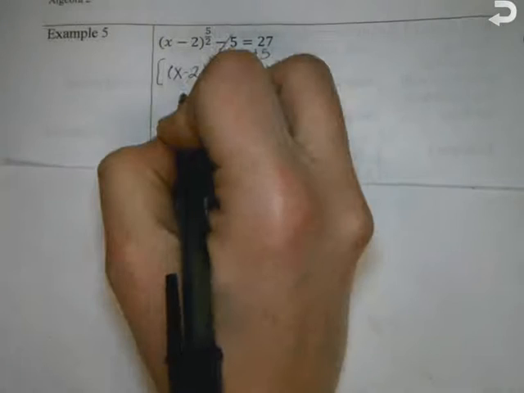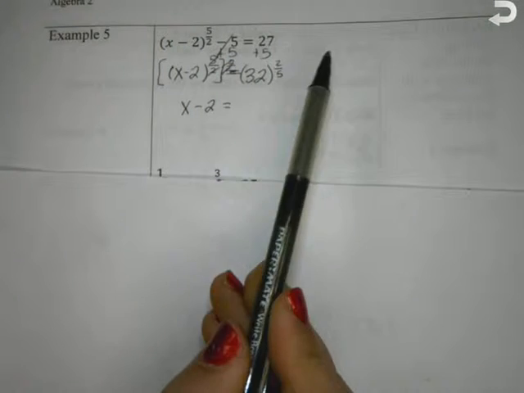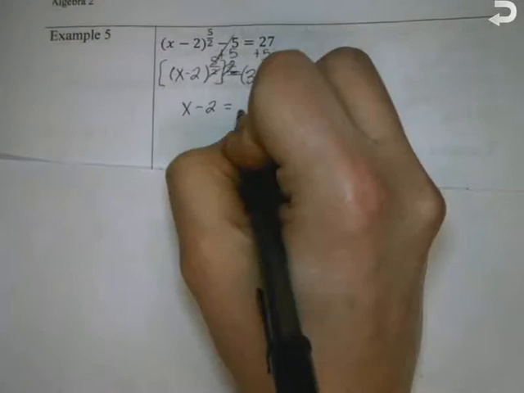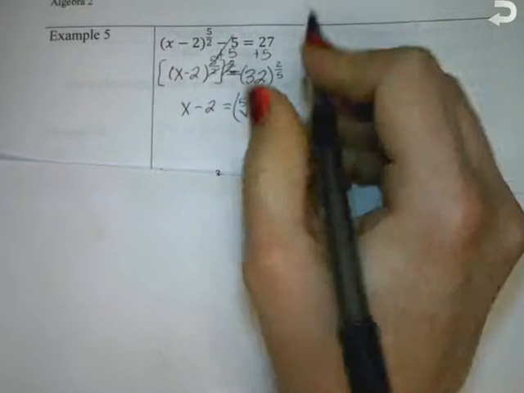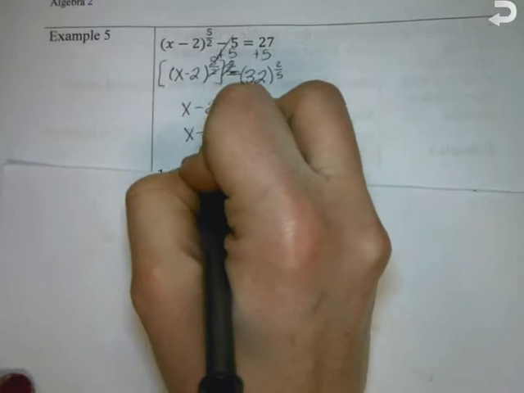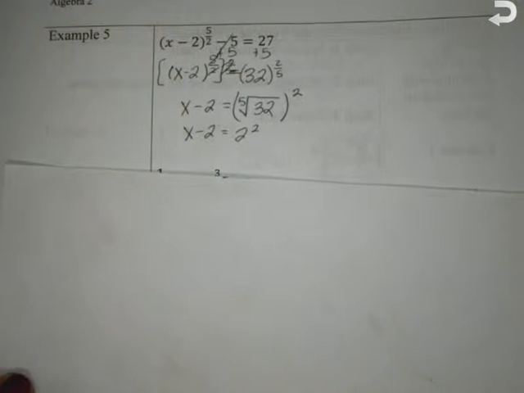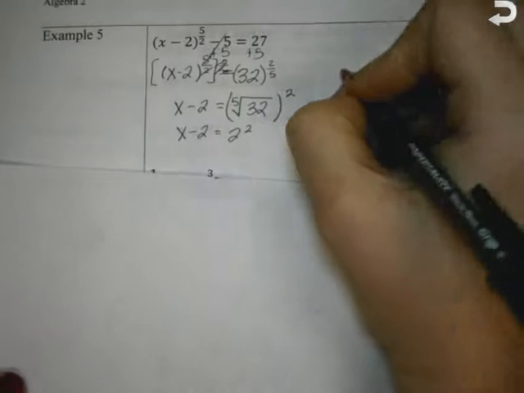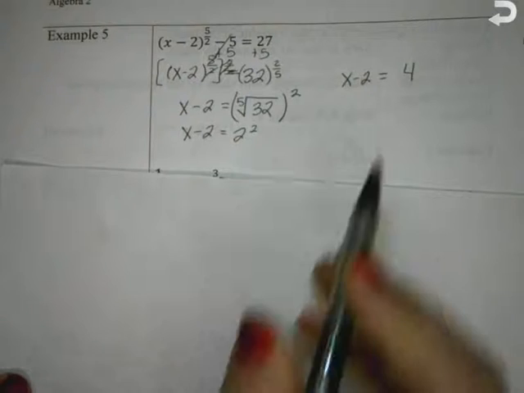and we can rewrite this as the 5th root of 32, all of that to the 2nd power. And anybody have any ideas what the 5th root of 32 is? It is 2. So this is x minus 2 equals 2 squared. So we have x minus 2 equals 4. And then to solve for x, add 2 to both sides. So we get x equals 6.